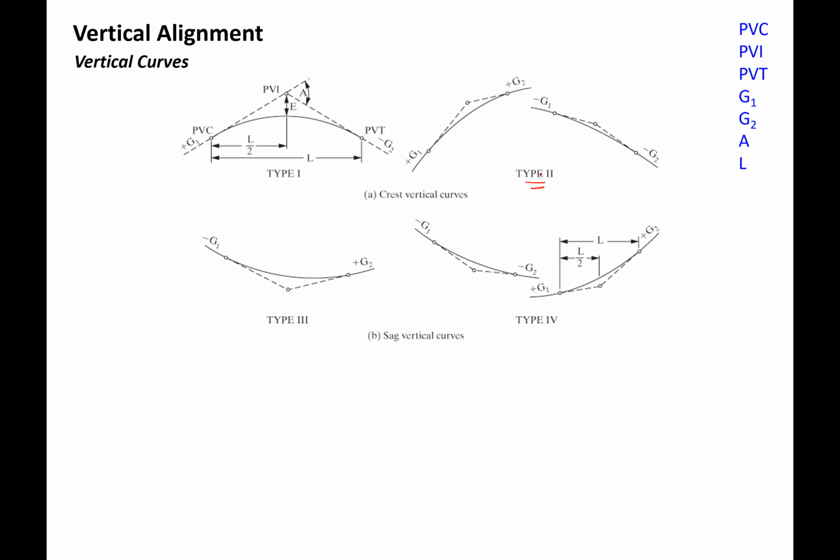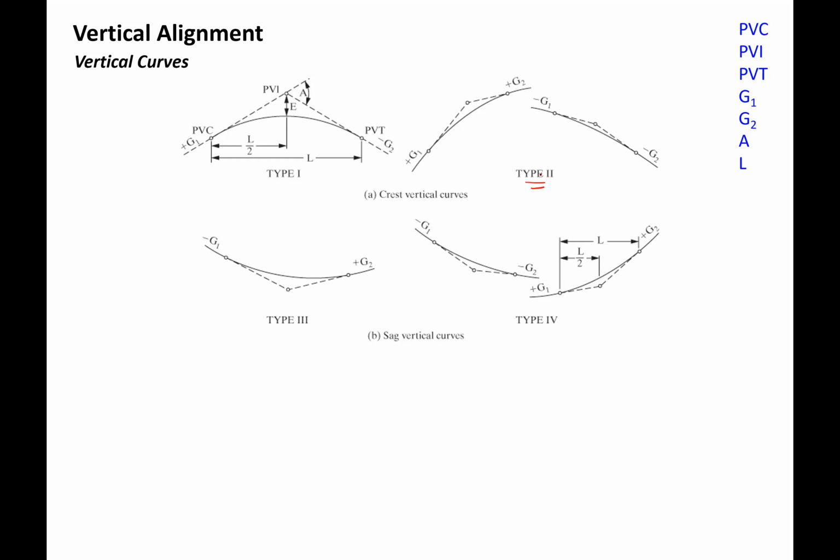And then similarly for the sag curves, our basic type is one that goes from negative to positive, but we can also, under the type 4 curve shown here, go negative to negative or positive to negative.